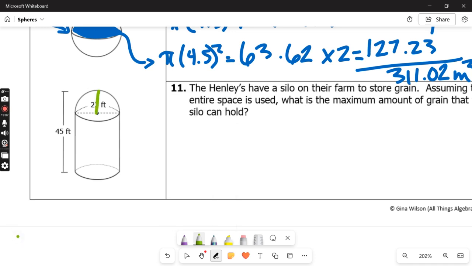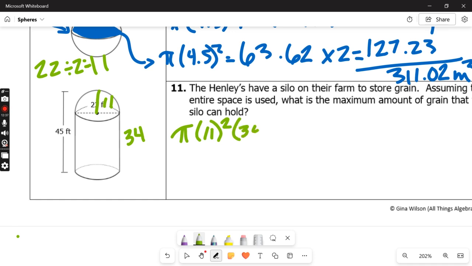But since that diameter is 22, if I cut that in half, 22 divided by 2 is 11. So this part of it is 11, which means this height is 34. Okay, so I'm going to start by finding the volume of that cylinder. The way I find the volume of the cylinder is pi times the radius squared times the height, which is 34.